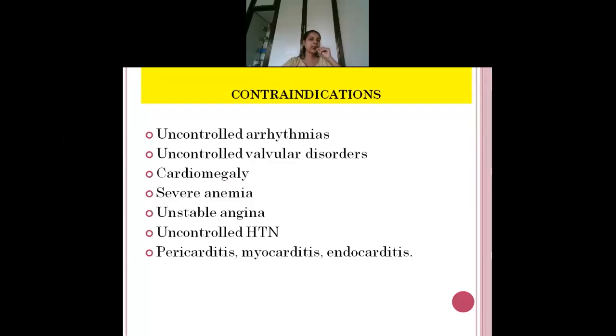For example, if a person is having uncontrolled arrhythmias. Arrhythmias refers to abnormal heart rate and heart rhythm. If a person's heart rate and heart rhythm are changing rapidly, you cannot perform a stress test because the heart may not be able to cope with the exercise. Suddenly they may go into chest pain or any other complication. So if they have uncontrolled arrhythmias, you should not perform a stress test.